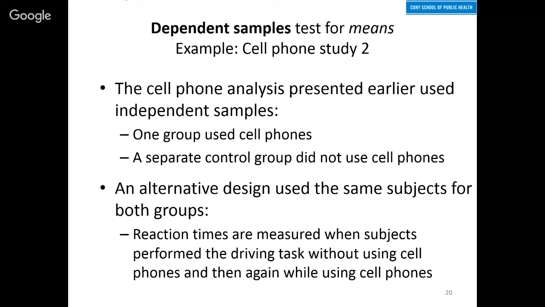So if we think of that in advance, we can control it. We can say, okay, randomly half of the people will use the cell phone first and the other half will use it second. And then it's no longer confounded with treatment. We can estimate both the effect of test order and the effect of cell phone usage separately.